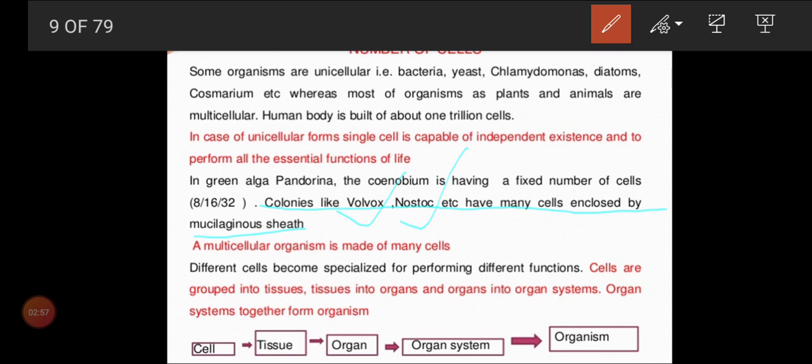Is that clear, children? Now come to the multicellular organisms. We all well know they are made up of many cells. Many cells means different cells become specialized to do special functions. We have learned cells from grade 9 onwards. Many cells join together to give a tissue, many tissues an organ, many organs an organ system. If many organ systems combine, we get one fully developed organism.